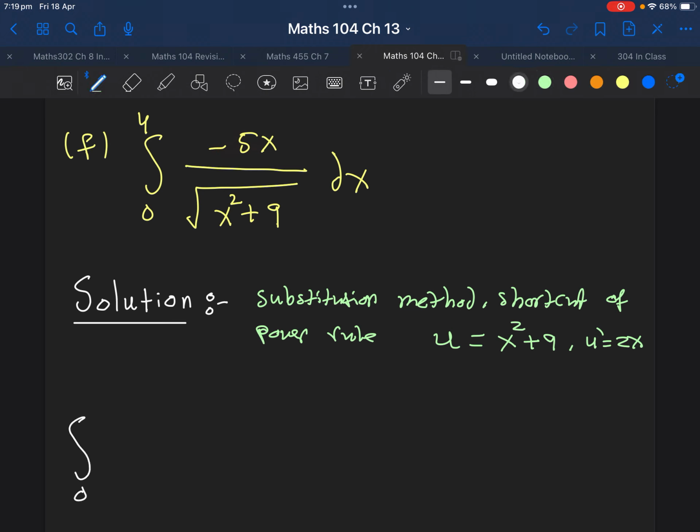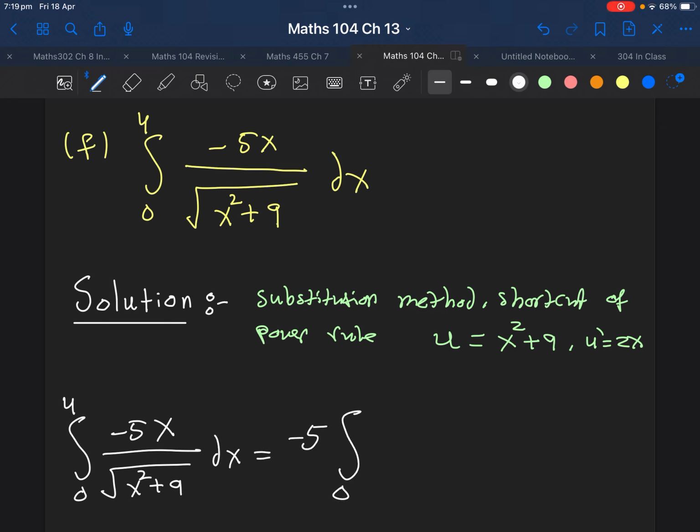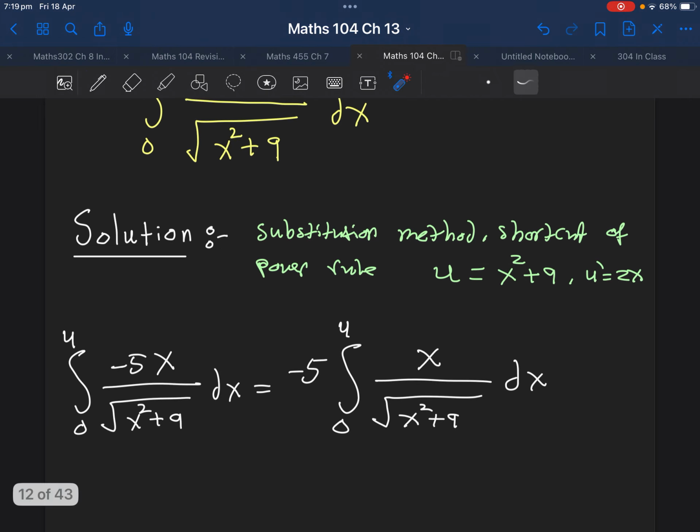So let me just do it step by step here. First of all, you have -5. Take it out. I don't want to see -5. Now, if you just take -5 out, you will end up with x here. But I don't want x. I want to see 2x. So, divide by 2. And that will solve it for you. So, if you want 2x here, just go ahead and divide by 2.